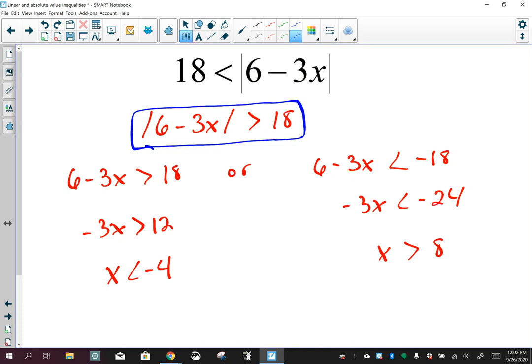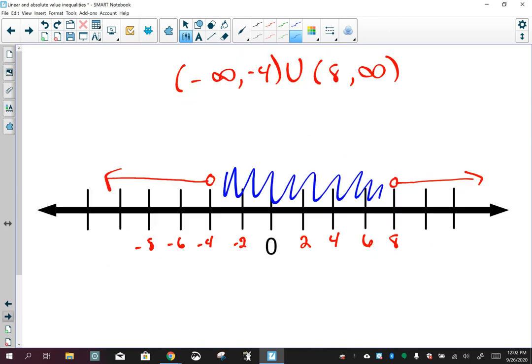There are going to be pieces where it's only true when this part or this part happens. And that's why there's an OR. So when you see an OR, know that you're going to have a union, and know that you're going to have a gap. Okay? Let's try again.